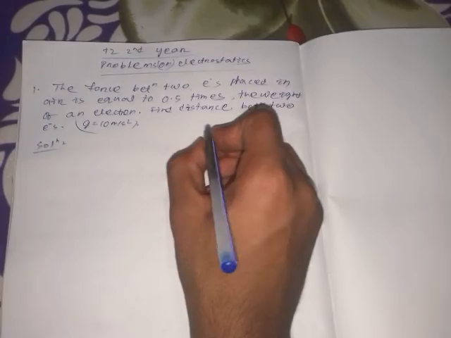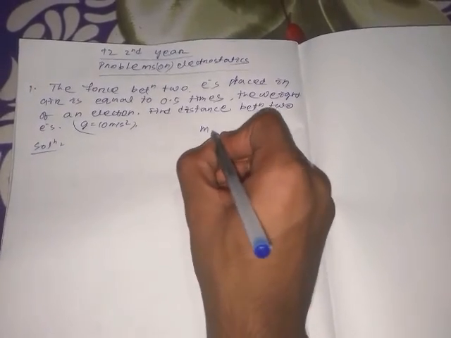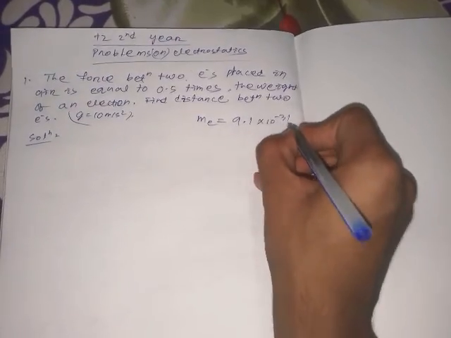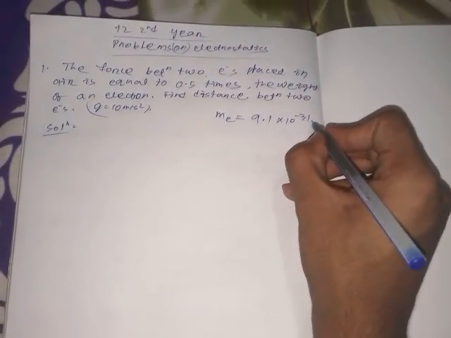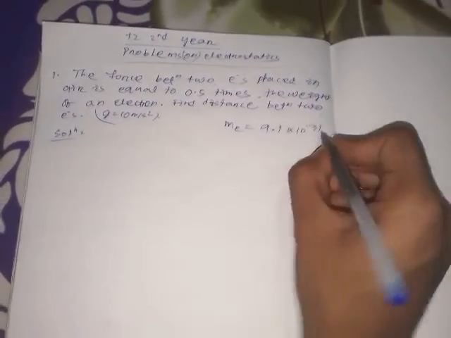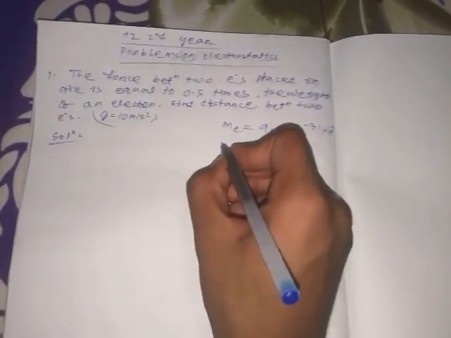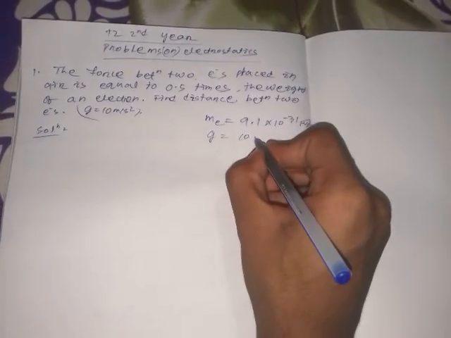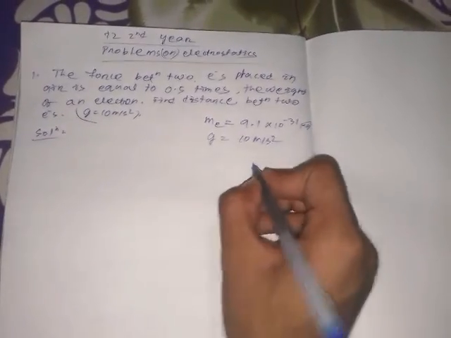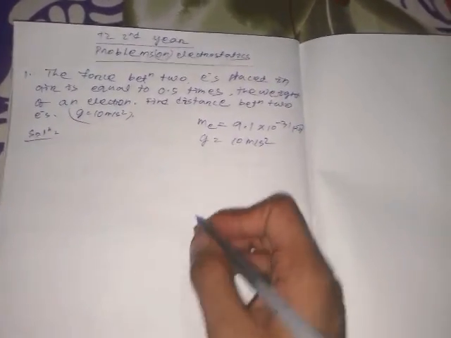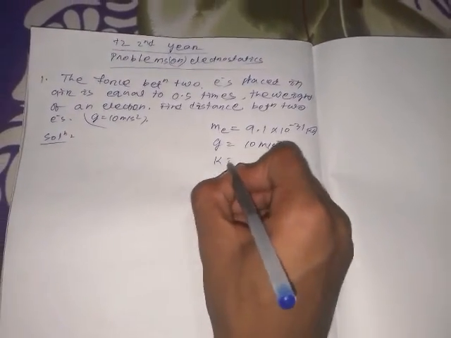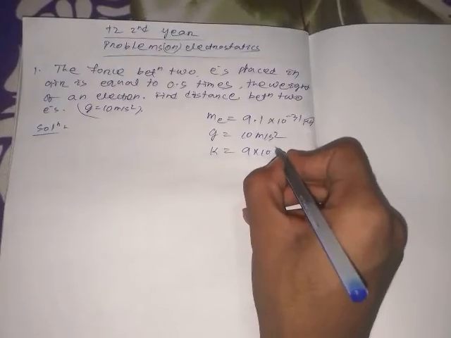Here, mass of electron we know 9.1 into 10 to the power minus 31 kg. Then acceleration due to gravity, g is equal to 10 meter per second square, and electrostatics constant k is equal to 9 into 10 to the power 9.